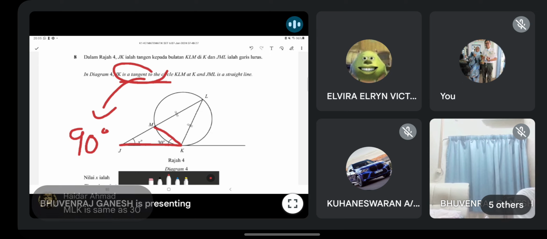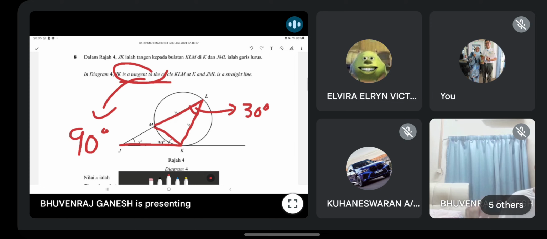MLK is the same. Yes, correct. MLK juga adalah 30 darjah. Correct. Everyone here can understand this or not. This one you must know. Okay, MKJ equals MLK angle. Okay, kamu kena tahu yang ni. Concept of interior and exterior angle. If you don't get this one, kalau kamu tak dapat ni, very difficult. You cannot solve the question already. Okay, this one must know.